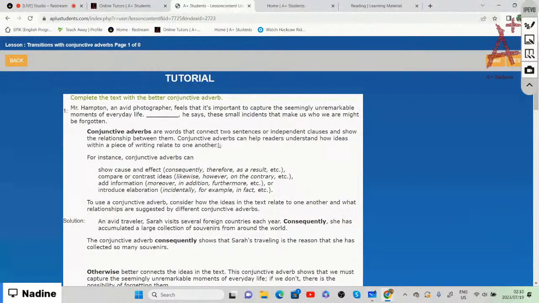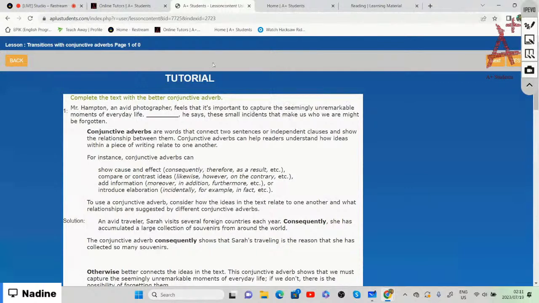Or basically just clearing or stating clear facts as to what you are actually telling us. All right, so in order for us to use a conjunctive adverb, right? When you use a conjunctive adverb, you need to consider how the ideas in the text relate to one another. That is why we said a conjunctive adverb must connect two sentences, right? Because it shows the relationship.